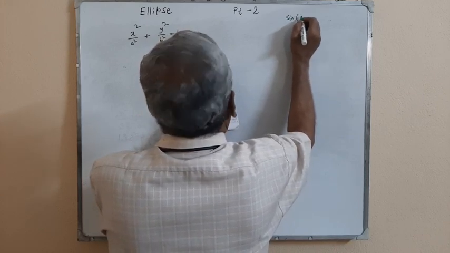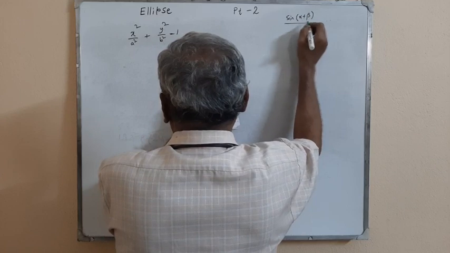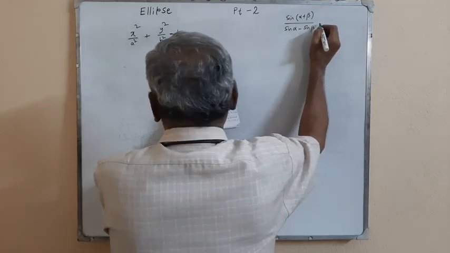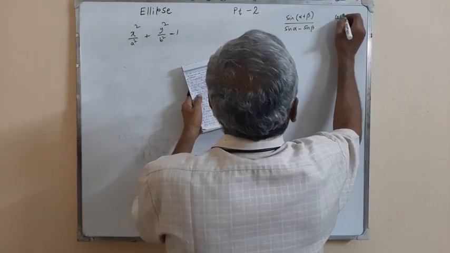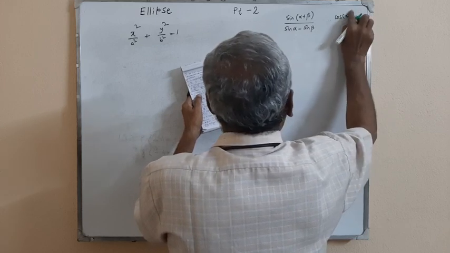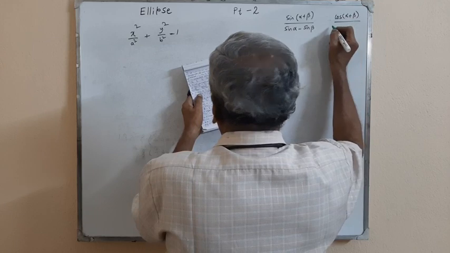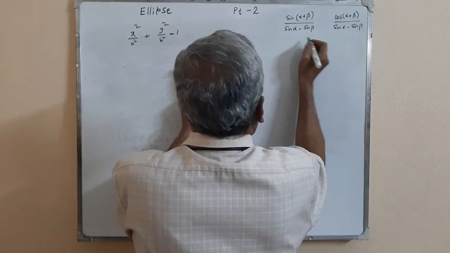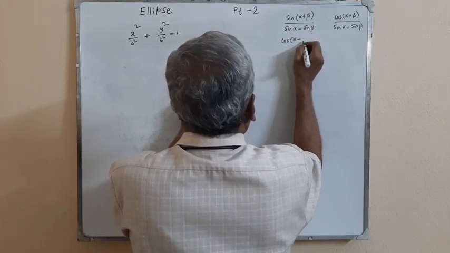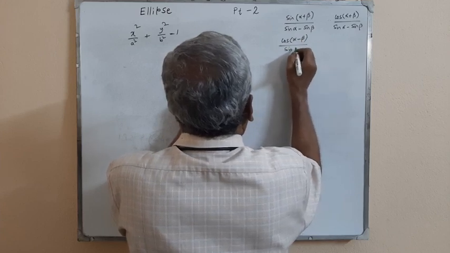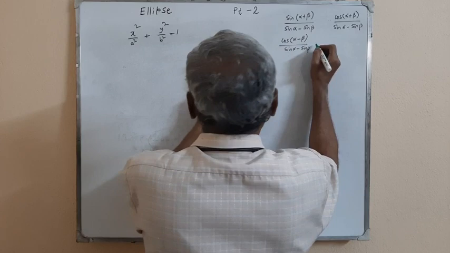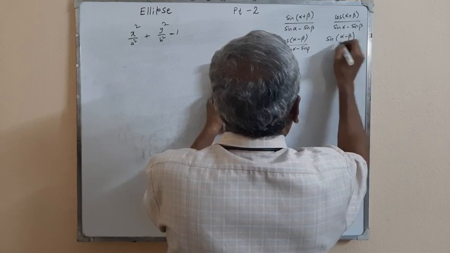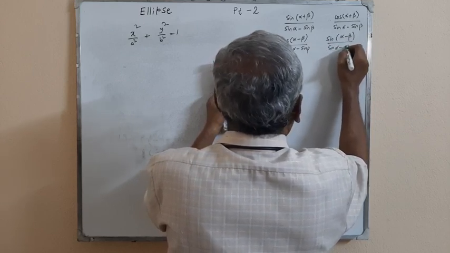Sine of (alpha plus beta) by sine alpha minus sine beta; cos of (alpha plus beta) divided by sine alpha minus sine beta; cos of (alpha minus beta) by sine alpha minus sine beta; and finally sine of (alpha minus beta) by sine alpha minus sine beta.